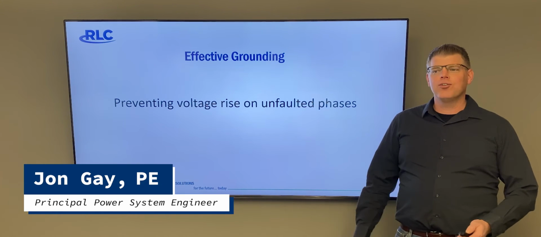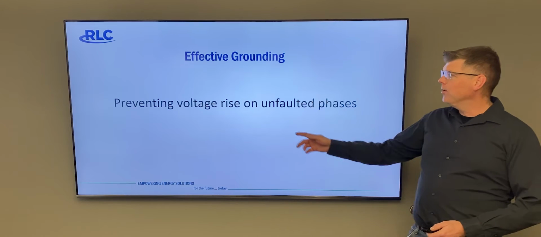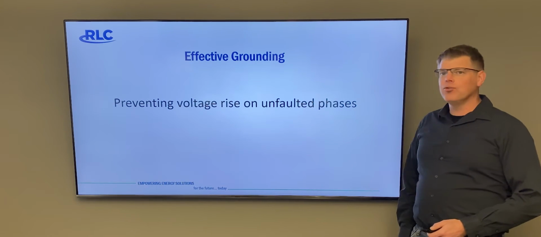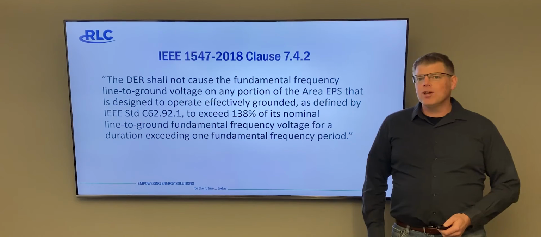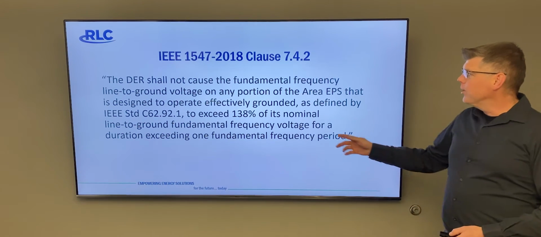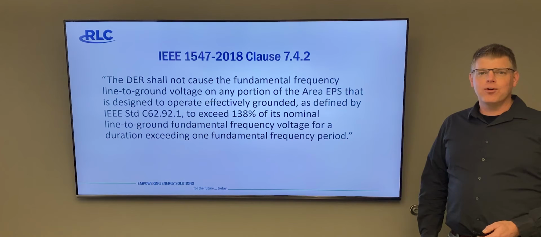Today's Power Chat, we're going to talk a little bit about effective grounding. Effective grounding is used to prevent voltage rise on unfaulted phases during a single line to ground fault. IEEE 1547 has a requirement that we cannot allow the voltage rise to exceed 138%.